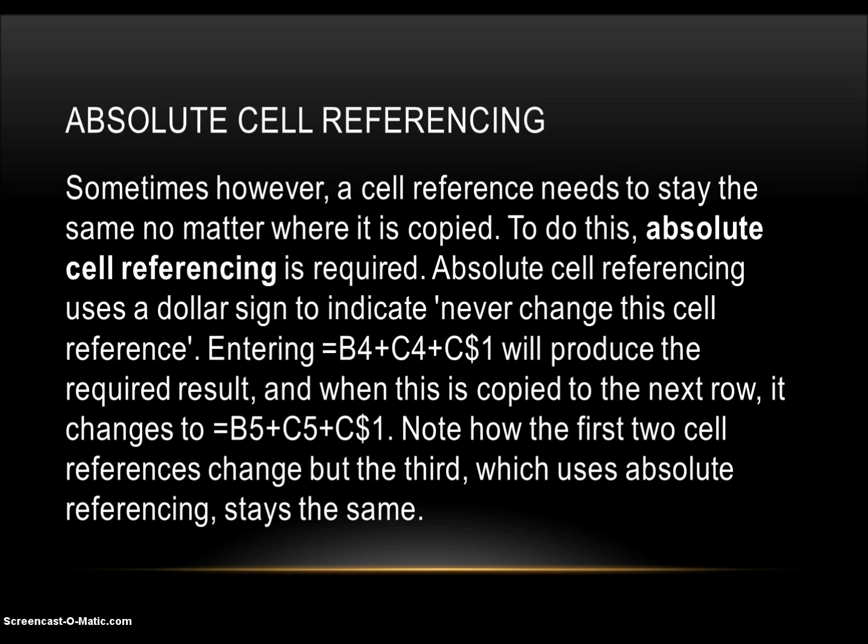Absolute cell referencing. Sometimes, however, a cell reference needs to stay the same no matter where it is copied. To do this, absolute cell referencing is required. Absolute cell referencing uses a $ sign to indicate never change the cell's reference. Entering B4 plus C4 plus $1 will produce the required result, and when this is copied to the next row, it changes to B5 plus C5 plus $1. As you can see, the $1 stays constant. Note how the first two cell references change, but the third, which uses absolute cell referencing, stays the same.